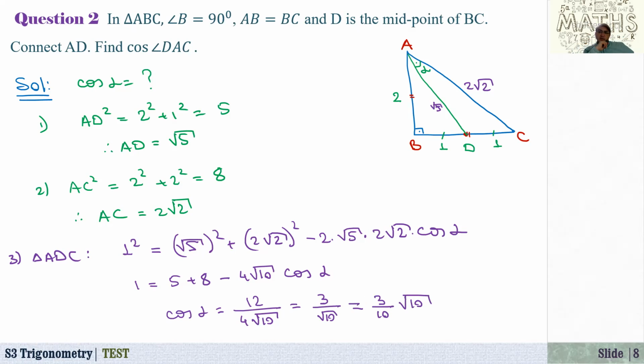Okay, that is cosine of alpha. So we have to find cosine of BAC. So that's equal to 3 times square root of 10 over 10, or simply 3 over square root of 10.